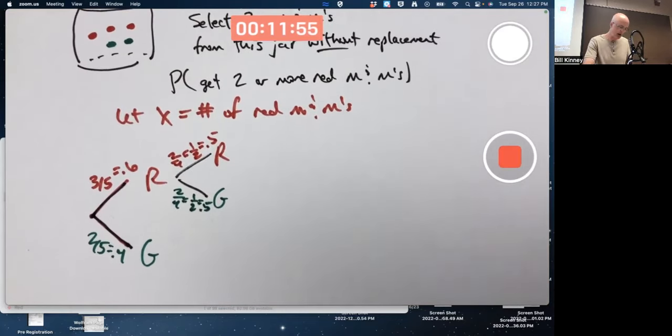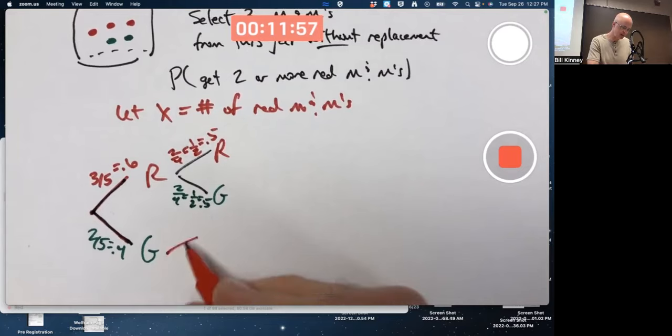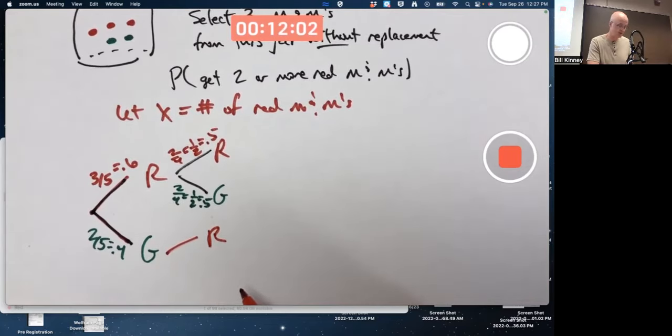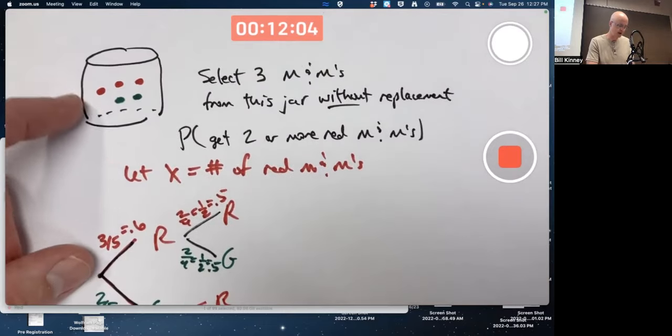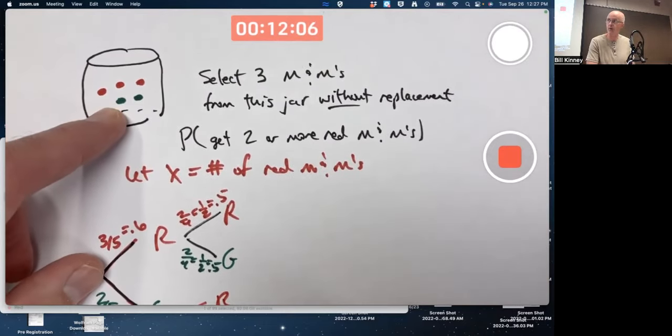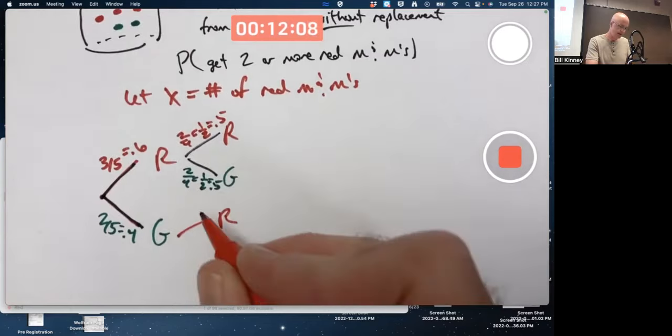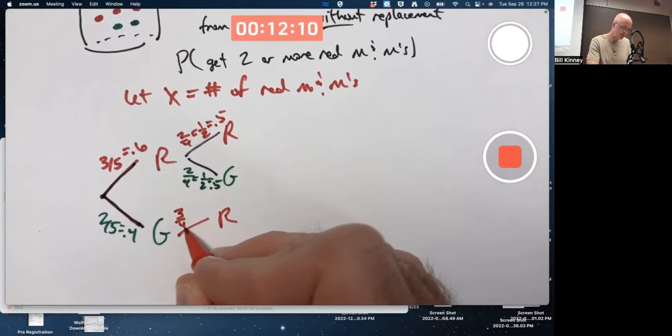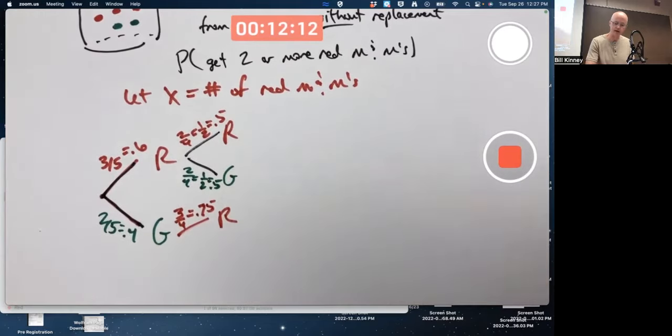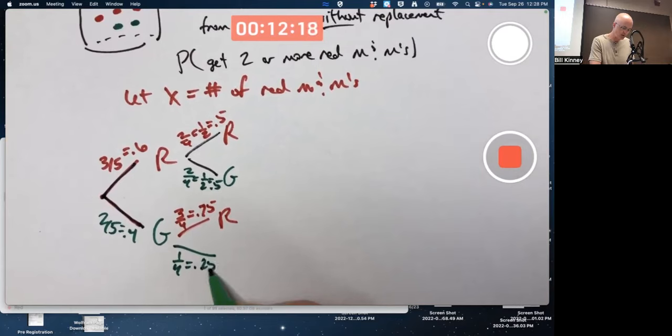On the other hand, if you got a green the first time you picked, the probability of getting a red goes up. Pick a green the first time, now you got 3 out of 4 that are red. The conditional probability here is 3/4, 0.75 for getting a red on the second draw. And for green, it goes down to 1/4, 0.25.